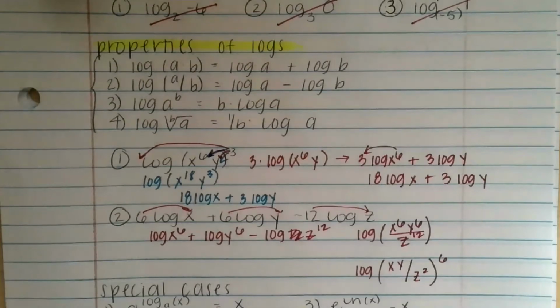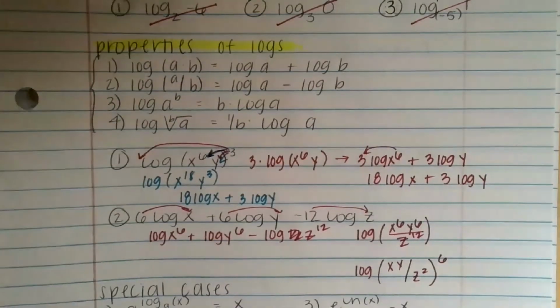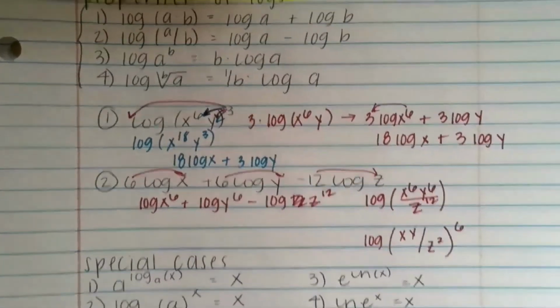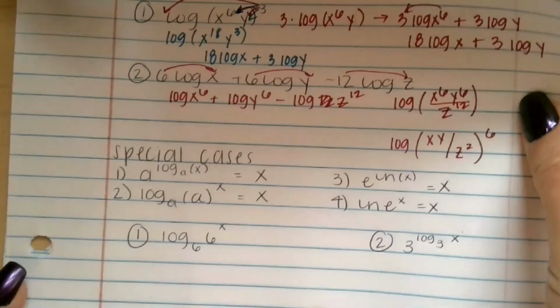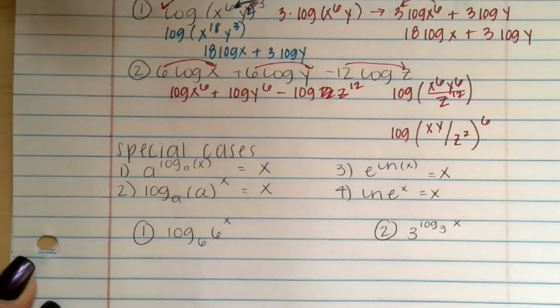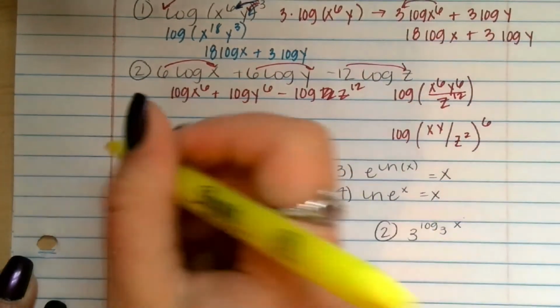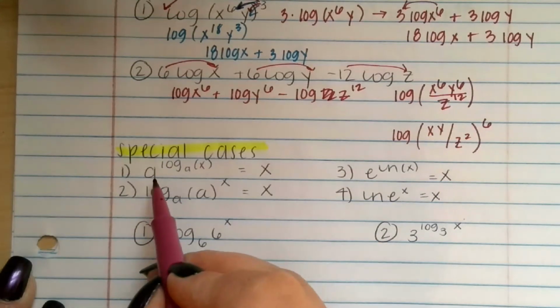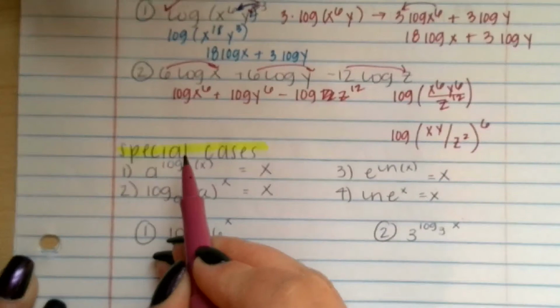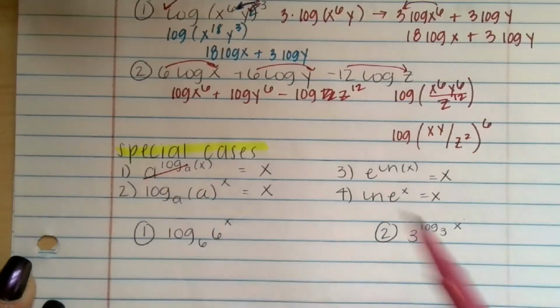Okay. Lastly, before we just go into solving them, I'm going to go over a few special cases. These special cases happen if our bases are the same. So if we have a to the log base a of x, that cancels out, and so we're just left with x. Same thing if we have log base a of a, that cancels out.